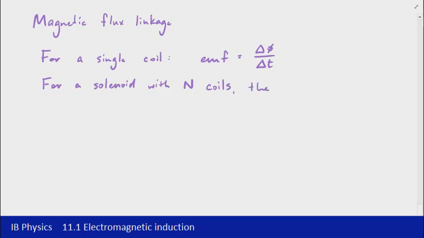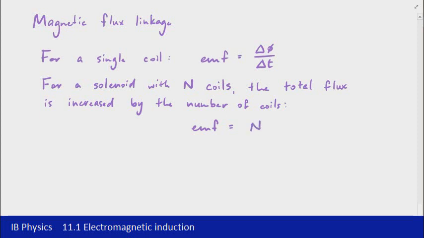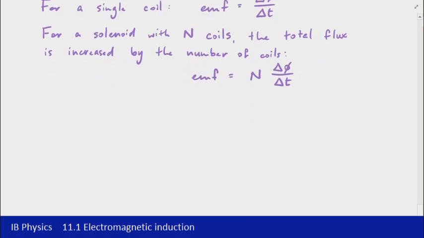The total flux through the total area is going to be increased by the number of coils. So that means our change in flux is going to have increased simply because we've got more coils present. What we can write there instead is that EMF is now going to be equal to the number of coils multiplied by the rate of change of flux, so N delta phi on delta t. That quantity at the top, N delta phi, is known as magnetic flux linkage.